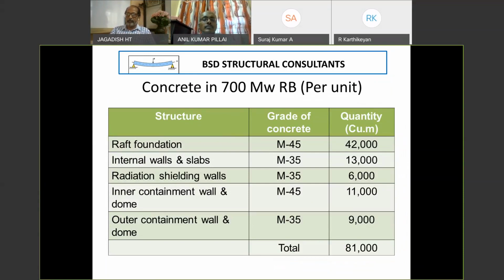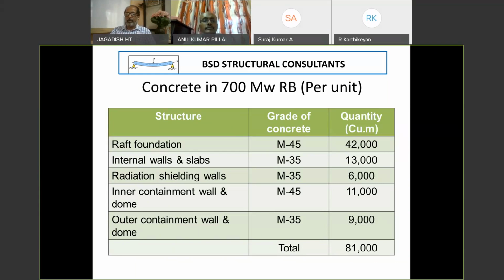For the foundation, it's M45 grade, 42,000 cubic meters of concrete. It is not poured in single pour, mind you. It will be in multiple layers. Internal walls and slabs, M35, around 30,000 cubic meters. Look at the raft, 42,000, walls are hardly 13,000. Radiation shielding walls, M35, high density concrete, 6,000 cubic meters.